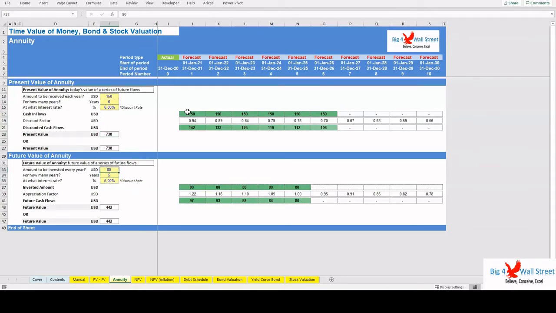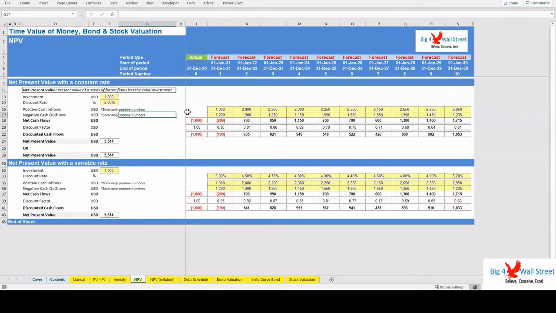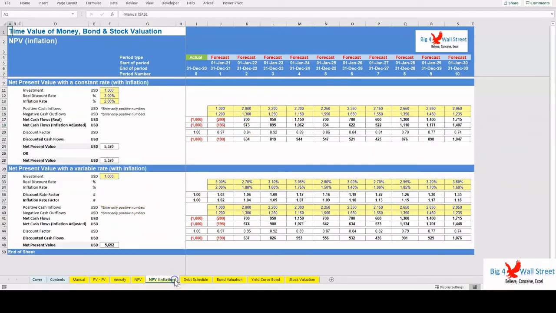In the Net Present Value tab, the user calculates the net present value of an investment. If the net present value is positive, the investment is worth pursuing, otherwise it should not be made. The user needs to fill the investment amount, the discount rate, the cash inflows, and the cash outflows. All values entered should be positive. The same logic is used in the Net Present Value tab with inflation. The difference here is that the user can separate the discount rate into real discount rate and inflation rate.